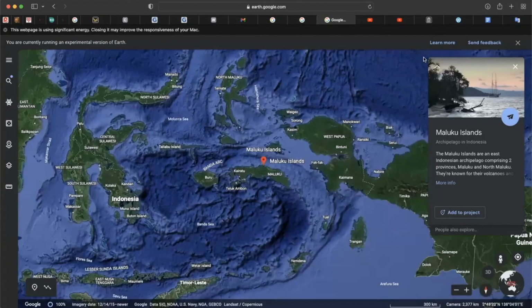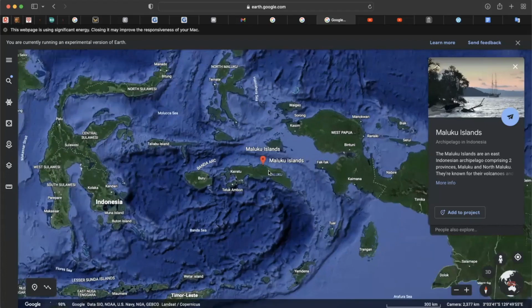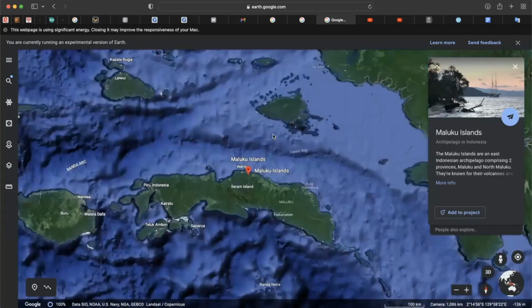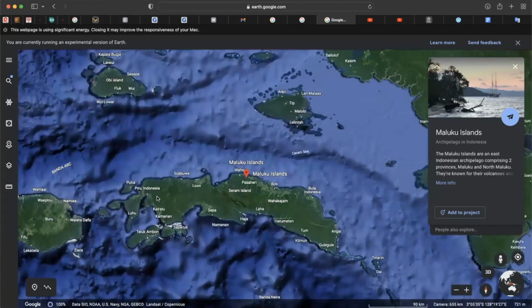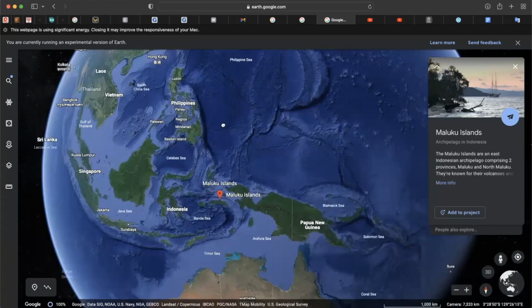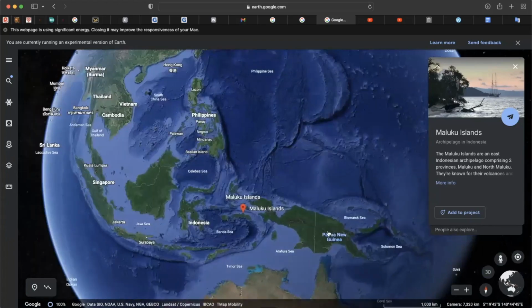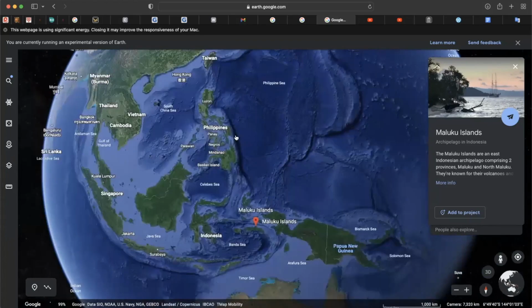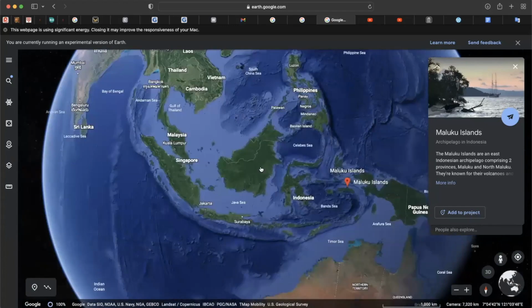All right, so real quick, so we can get a clear perspective of what I'm talking about. What I just showed you is the Moluccas people, or the Maluku Islands people, right? This is in Indonesia. All right, let me just back up so you guys can see where we are. Right on top of Australia. Papua New Guinea's right here. We've got the Philippines over here.